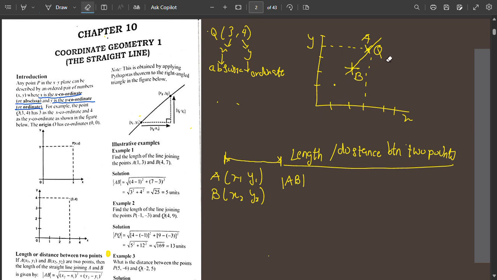I don't know, whatever we'll call them. This represents the magnitude of line AB, right? It's not a product, it's the magnitude of line AB. So A is a point, B is a point. When two points come together, they form a line, right? So AB is a line.